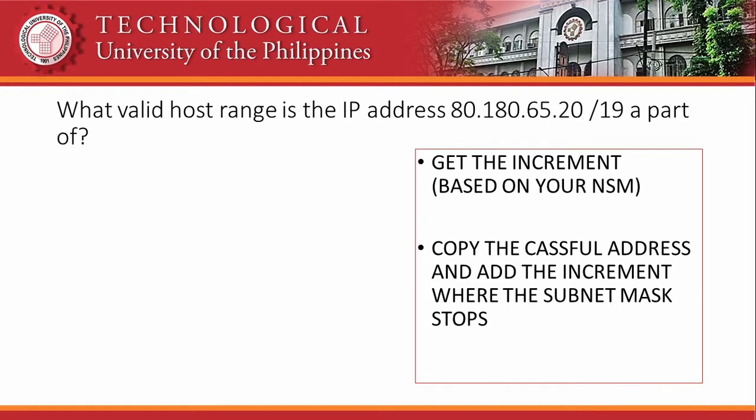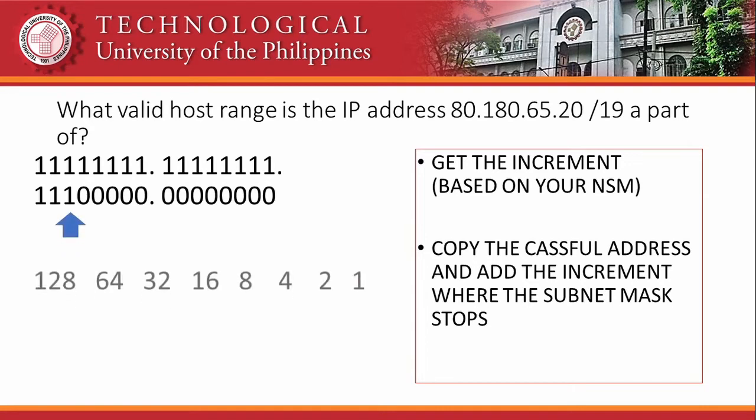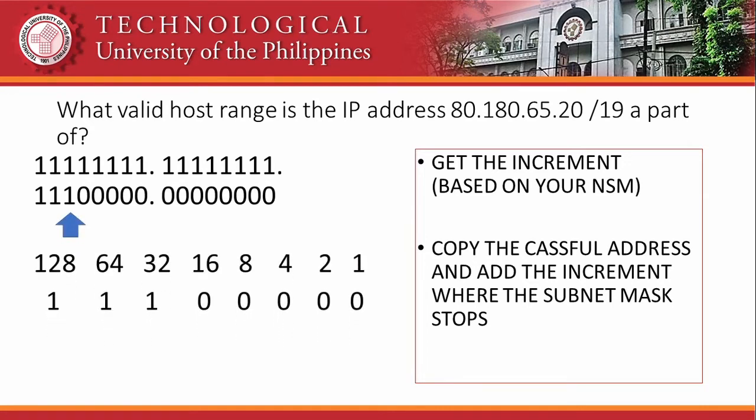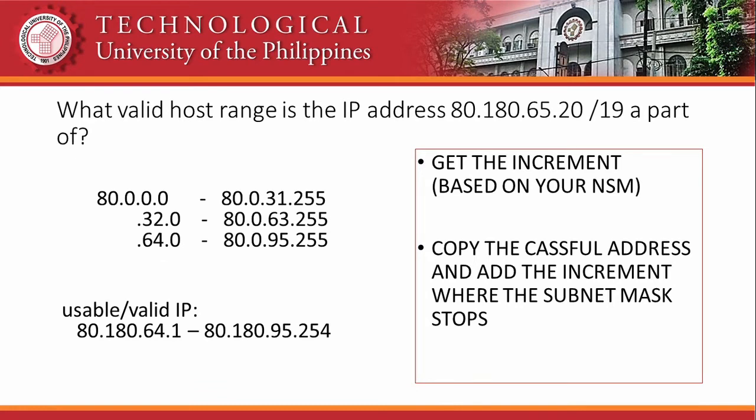Okay, for our second example, what valid host range is the IP address 80.180.65.20/19 a part of? Ganun ulit yung process. First, let's convert the new subnet mask into binary notation. Kung nasan yung huling 1 sa pinakahuling octet na may value, yun yung increment natin. So, our increment is 32. So, our next step is to copy the classful network address and add the increment kung saang octet huling nagkaroon ng value yung new subnet mask natin. So, sa 3rd octet tayo mag-i-increment.